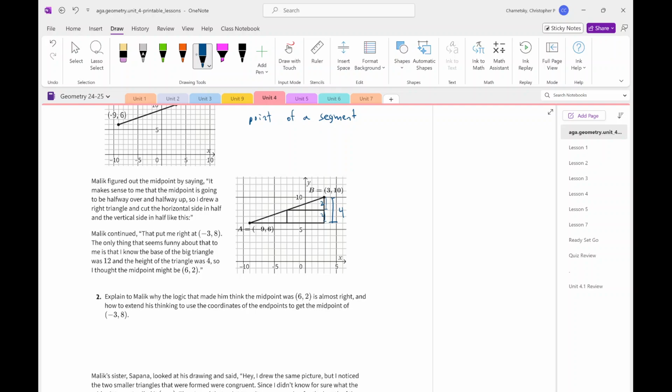So the correct answer for the y coordinate is 8, not 2. Okay.